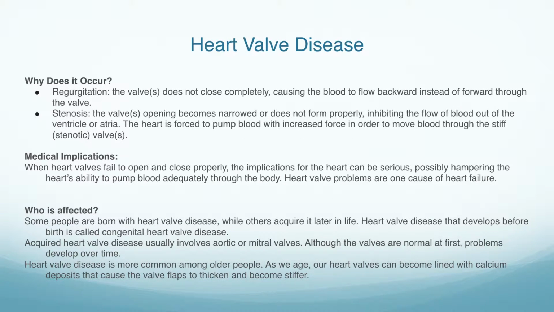So why does heart valve disease occur? One reason is regurgitation. That's when the valve does not close completely, causing the blood to flow backward instead of forward through the valve. Another reason is stenosis, where the valve's opening becomes narrowed or does not form properly, inhibiting the flow of blood out of the ventricle or atria.